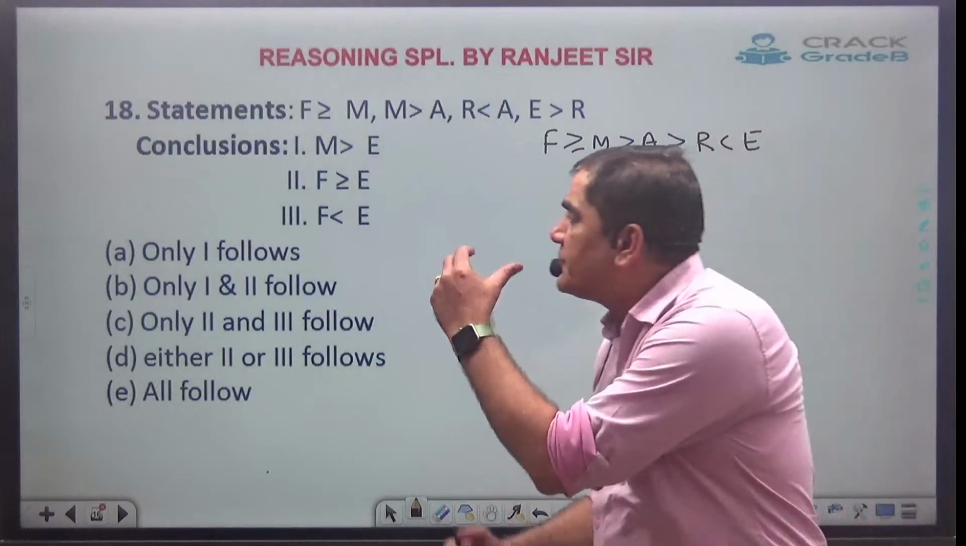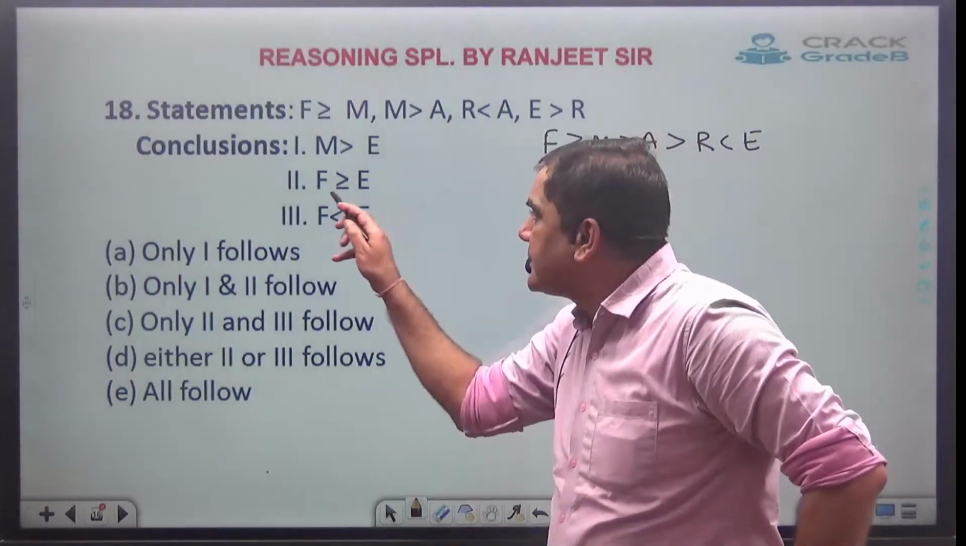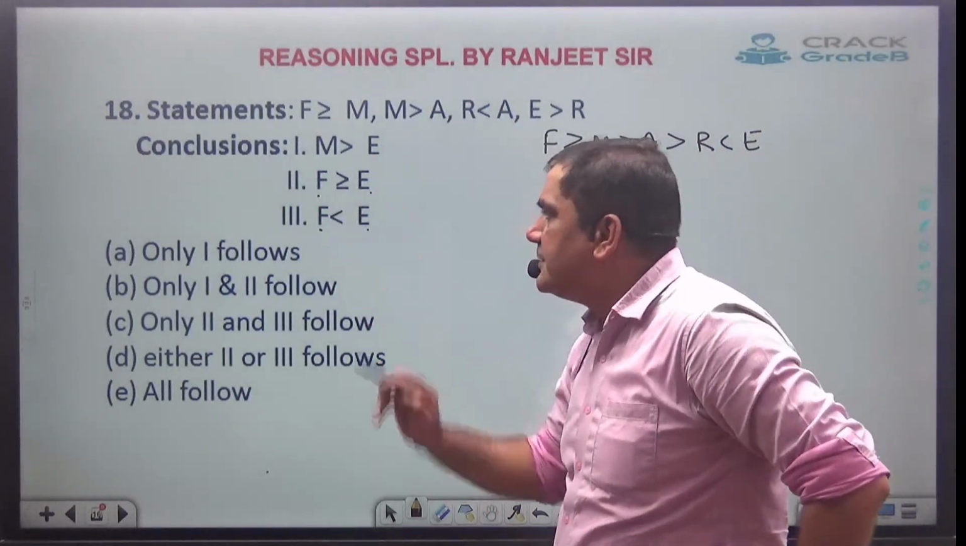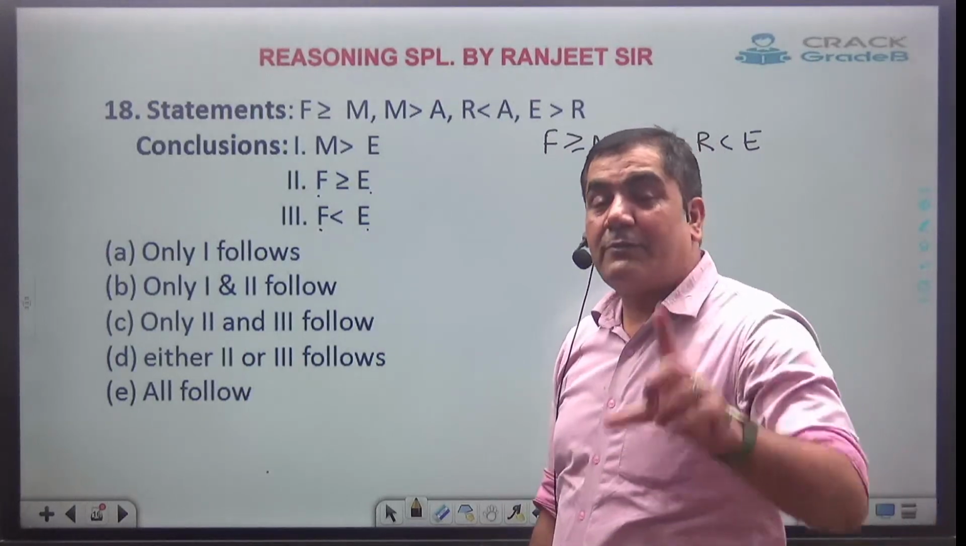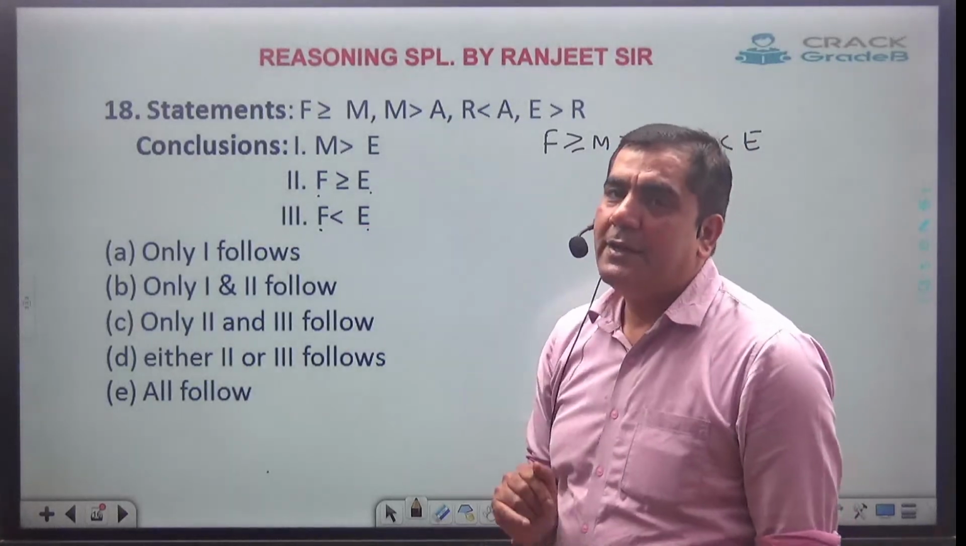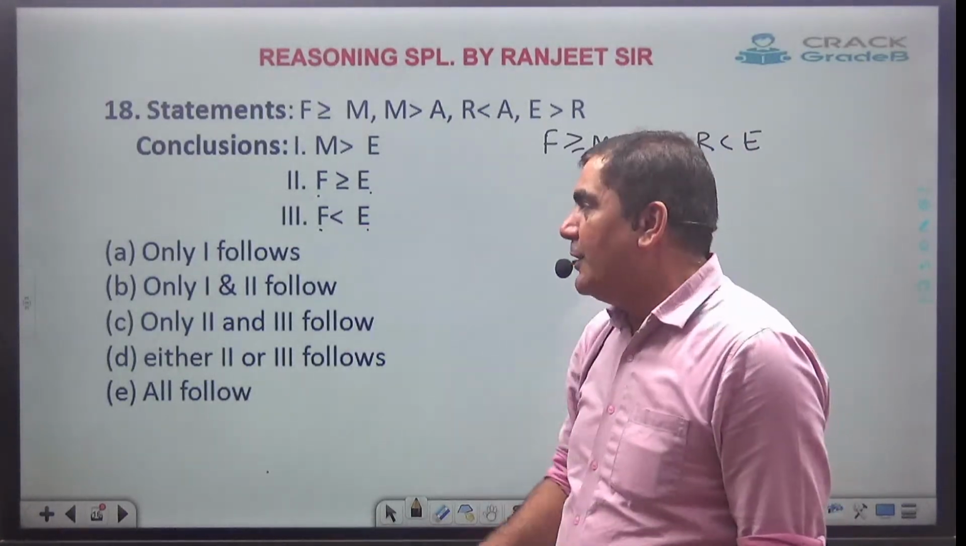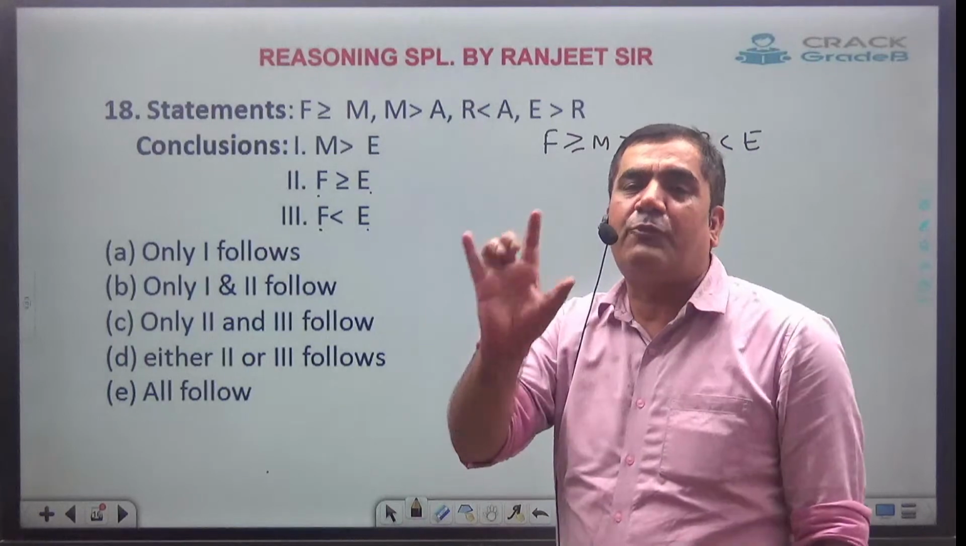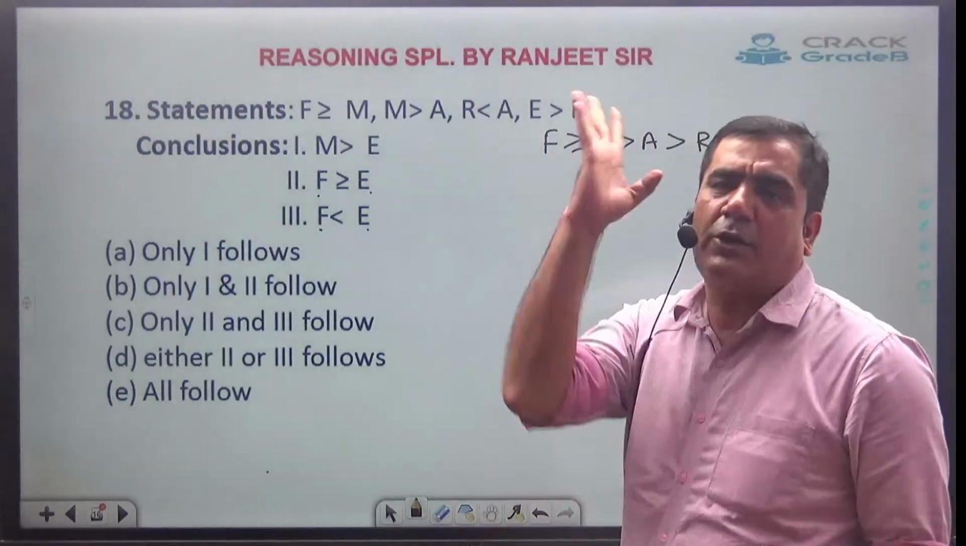Now I have to check these 3 conclusions. The moment I see the conclusion, I can see that both of them have the same variable. Both of them have the same variable, means what? Either or can be possible. So the first thing I will do is check for either or.